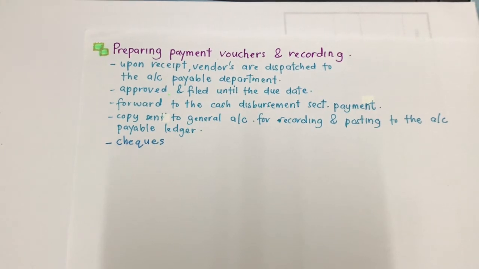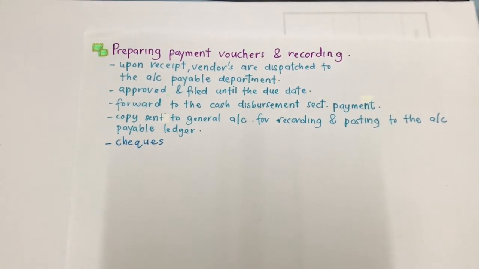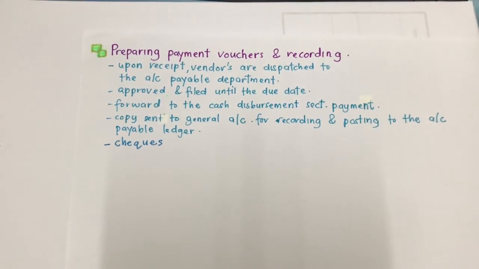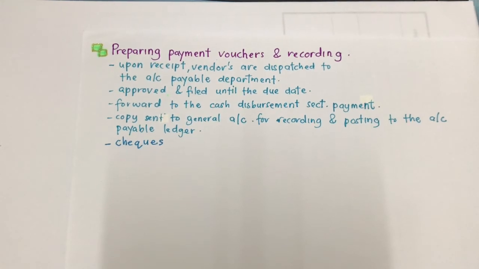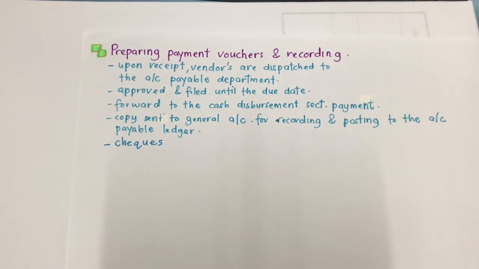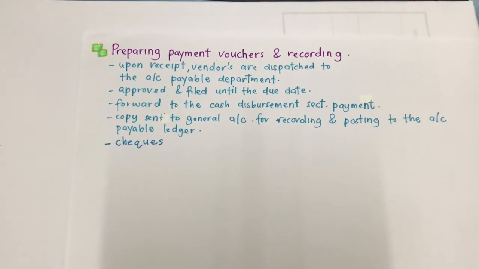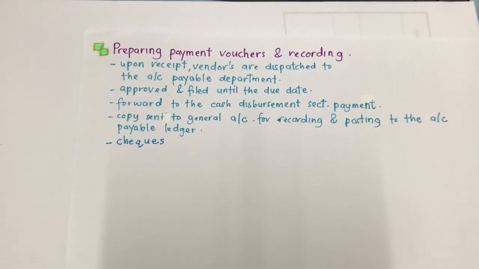Upon receipt, vendors' invoices are dispatched to the accounts payable department. Supporting documents are attached to a voucher, which is approved and filed until the due date, then forwarded to the cash disbursement section for payment. A copy of the voucher is sent to the general accounting for recording and posting to the accounts payable ledger.